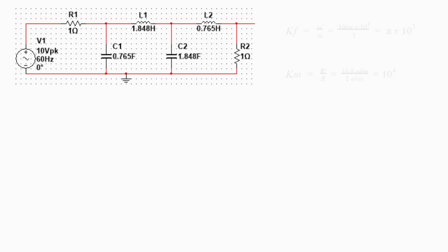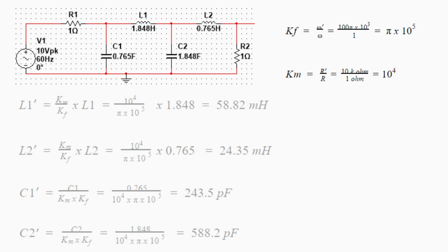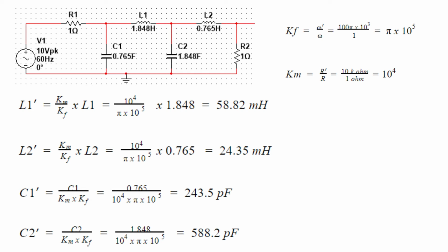Because we are doing a magnitude and frequency scaling, there are two constants that we need to find. The first one is Kf and the second one is Km. The Kf value and the Km value have already been solved in the video.